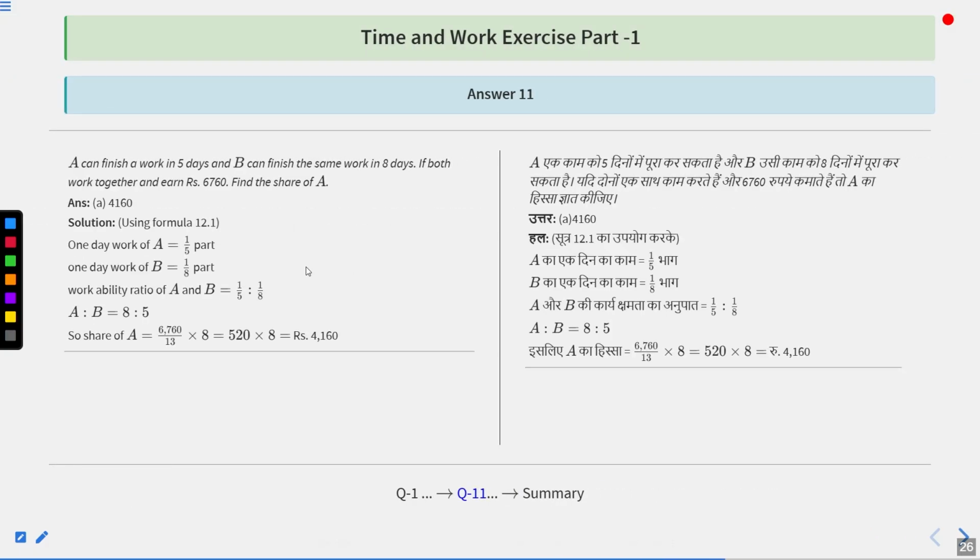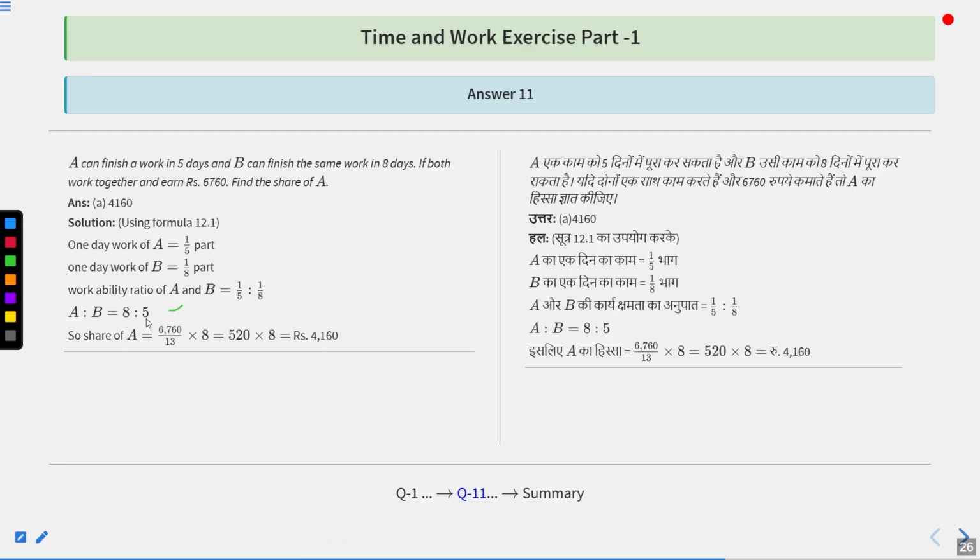Now, 1 day work of A is going to be how much? Because it was completing the total work in 5 days, so 1 day work is going to be 1 upon 5th part. B was completing the work in 8 days, so the work of B is going to be how much? 1 upon 8th part. So the work ability ratio, it means the efficiency ratio of A and B is going to be how much? 1 upon 5 ratio 1 upon 8, that is 8 ratio 5.